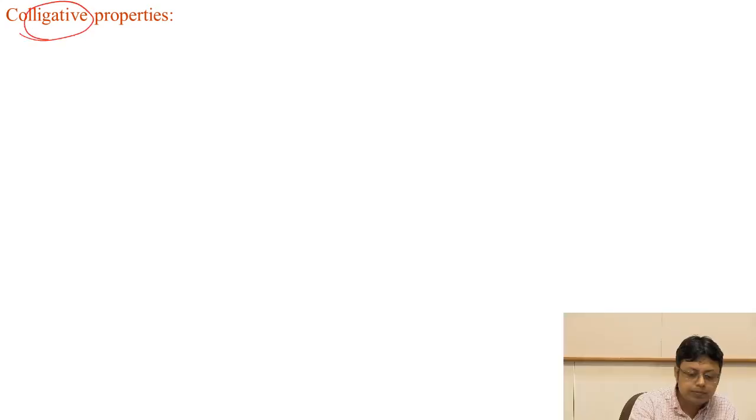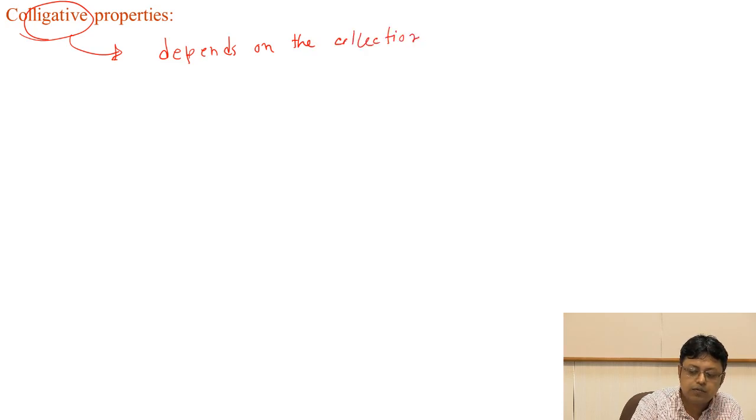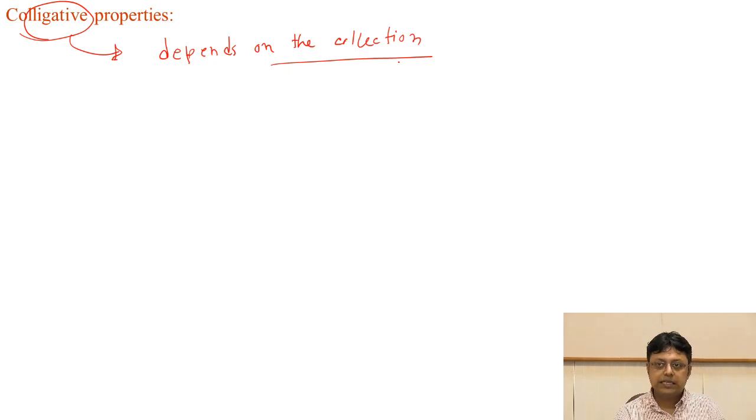Now this name colligative means it depends on the collection, meaning it's a collection of phenomena we are about to discuss. To begin with, suppose you have a pure liquid, say pure water, and you add some salt. We know that pure water under 1 atmosphere freezes at 0 degrees centigrade, or 273 Kelvin.